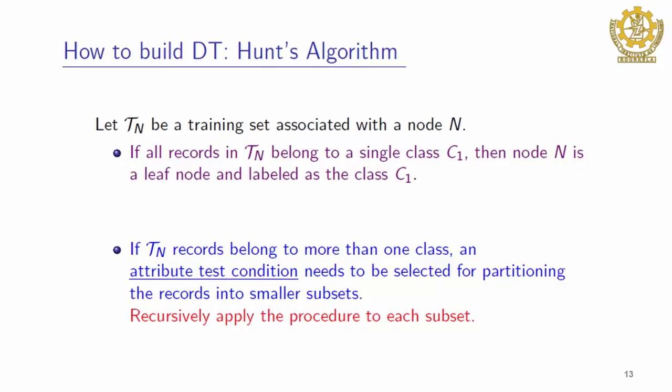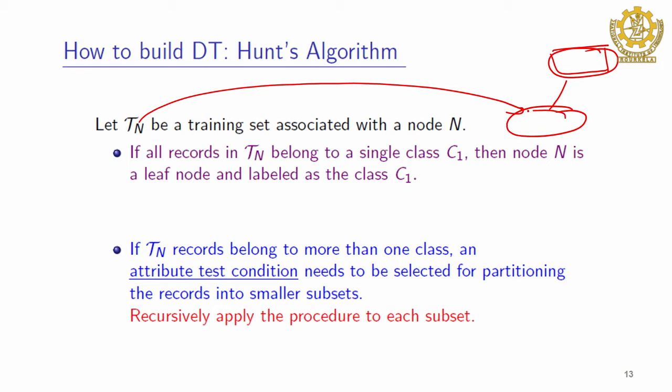Now, how to build the decision tree, that is what I have been talking about from the very beginning. Here is the algorithm. The algorithm is very simple. Let us say Tn is the training set associated with a node n. As we have seen, refund is also a node, and then we have a node here. Tn is the training set associated with a node here. So we have 10 samples associated with a node n.